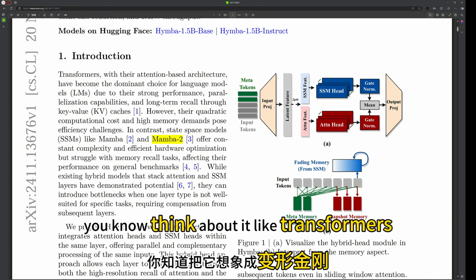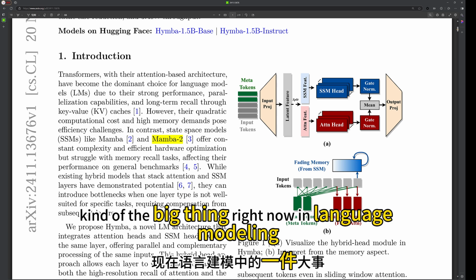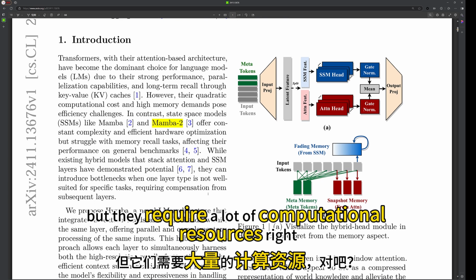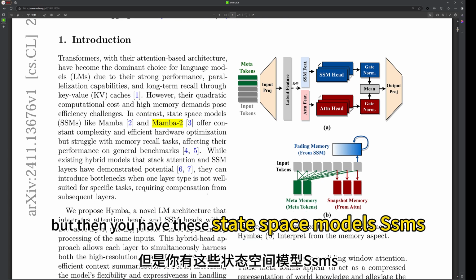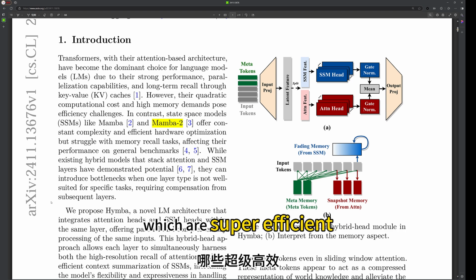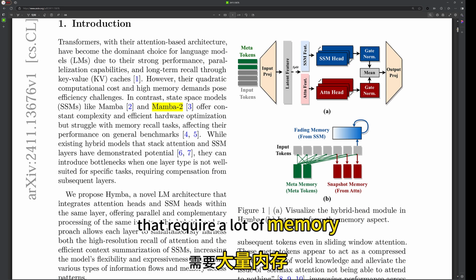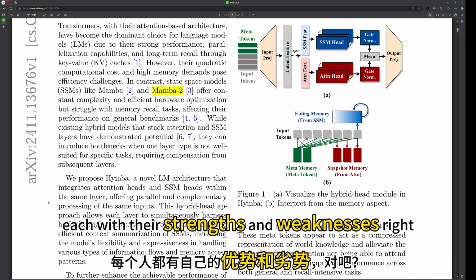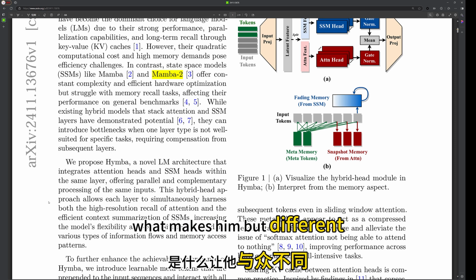Exactly. Think about it like transformers, which are kind of the big thing right now in language modeling. Those are incredible at remembering information, but they require a lot of computational resources. Right. But then you have these state space models, SSMs, which are super efficient, but they kind of struggle with tasks that require a lot of memory. Okay, so we've got these two approaches, each with their strengths and weaknesses. What makes Hymba different?